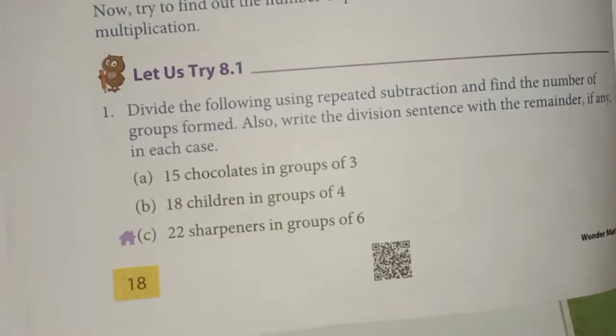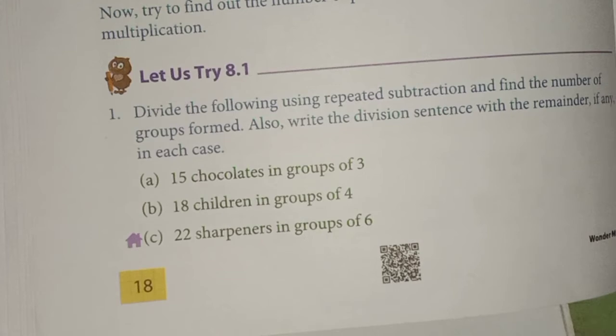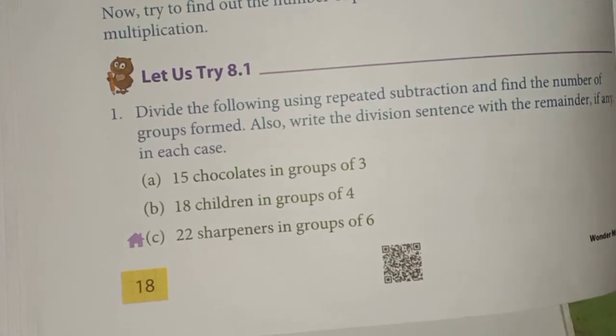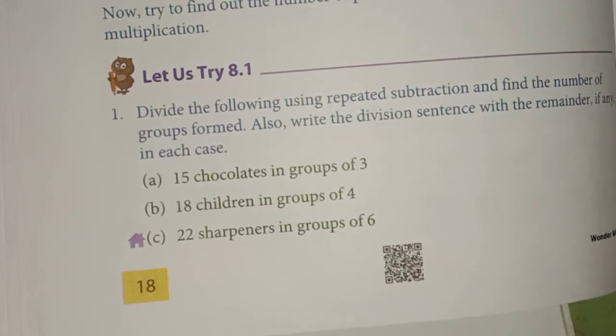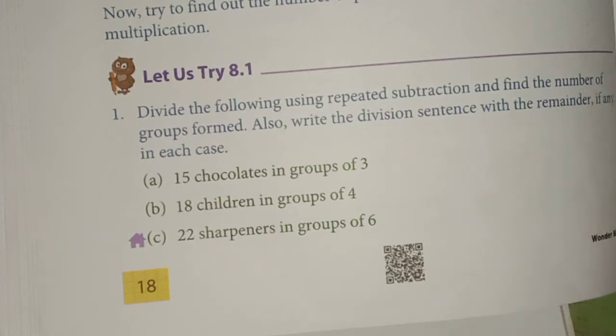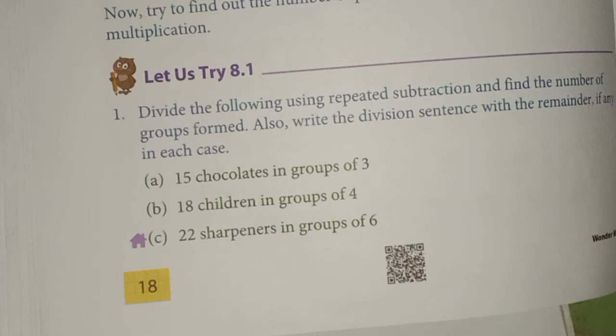First one: divide the following using repeated subtraction and find the number of groups formed. Also write the division sentence, and write the remainder if any in each case. So here I do the first one, a: 15 chocolates in groups of 3. So we can do that first question.